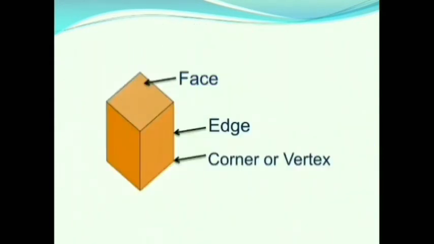A 3D shape has three main parts. They are face, edge, corner or vertex. The side of the particular shape is called the face. The line where two faces meet is called an edge. The point where three edges meet is called a vertex.